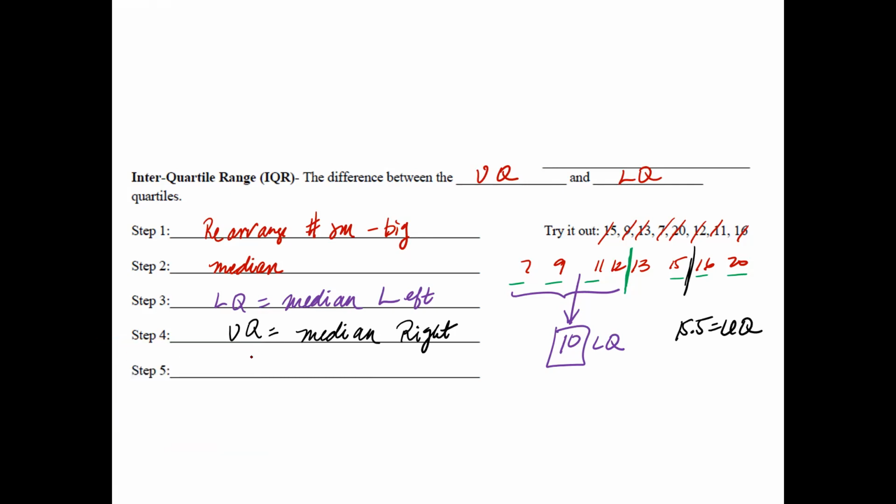Last step is you're going to take the IQR, which is the upper quartile minus the lower quartile. So 15.5 minus 10 is going to give you the IQR, and that is going to be 4.5. And that is your answer.